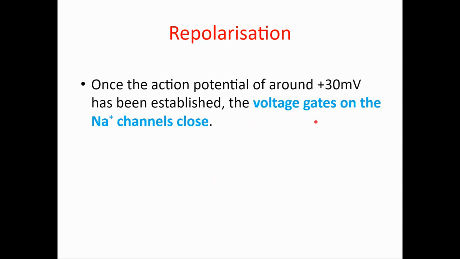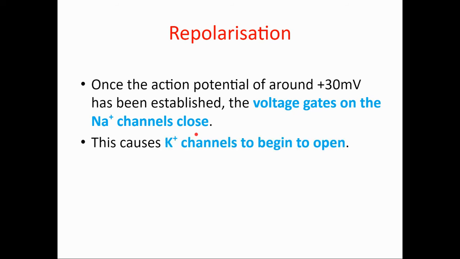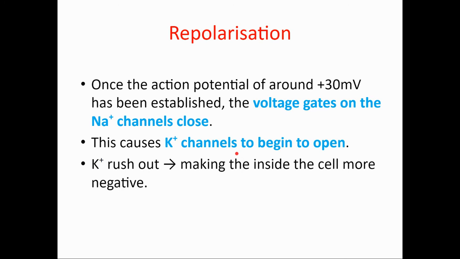Once you hit plus 30 millivolts, the sodium ion voltage gated channel proteins close, so now sodium ions cannot move. Remember, the membrane is 100 times more permeable to potassium than sodium ions, so sodium ions are basically stuck inside the axon. At plus 30 millivolts, the potassium ion voltage gated channels begin to open. Potassium ions will move out by diffusion, moving down the electrochemical gradient, which makes the inside of the cell more negative because they take the positive charge with them.